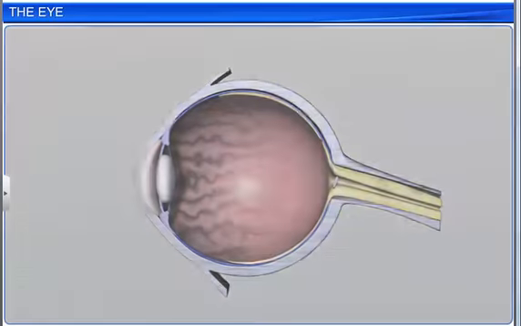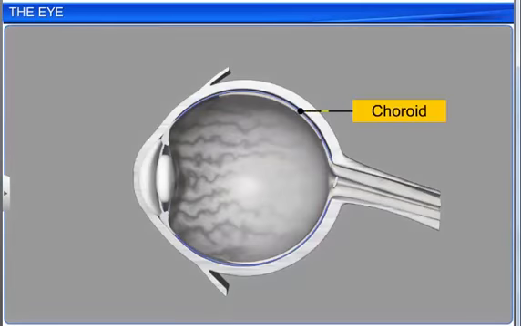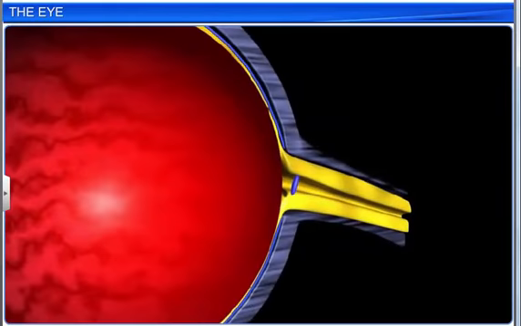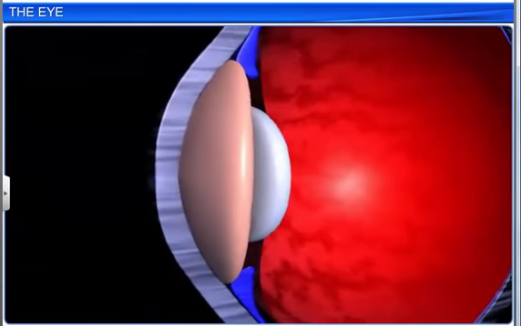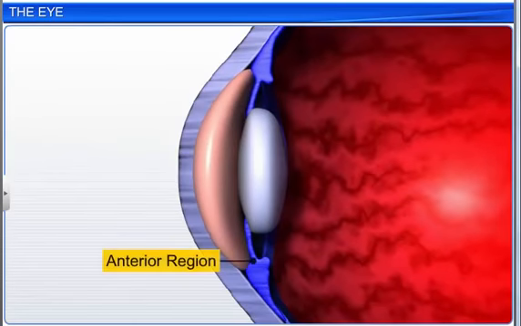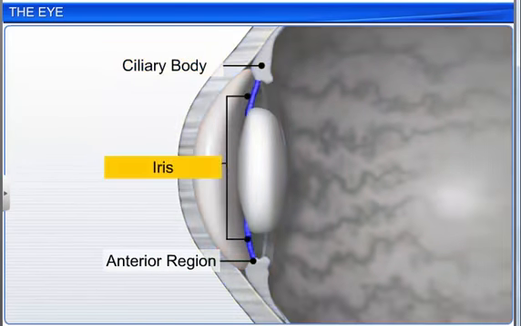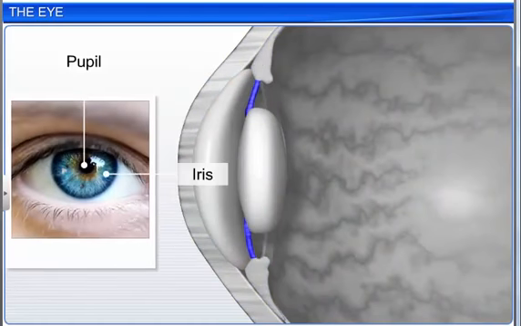The middle layer, or choroid, is bluish in color and contains many blood vessels. The choroid layer is thin over the posterior 2/3 of the eyeball and thick in the anterior region, where it forms the ciliary body. The ciliary body continues to form the iris, the visible colored portion of the eye.